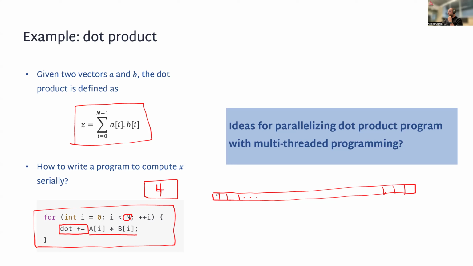Right? Starting from index 0 to n minus 1. And I have 4 threads, T stands for threads. So what can I do to divide these n operations among these 4 threads? How can I assign these 4 threads to work on this array?